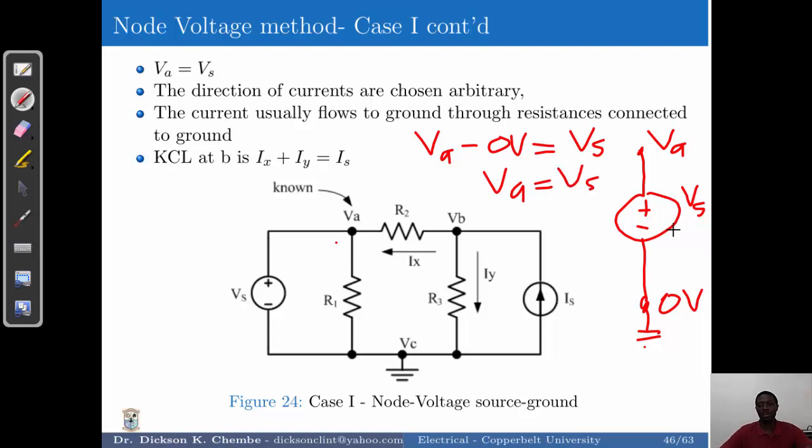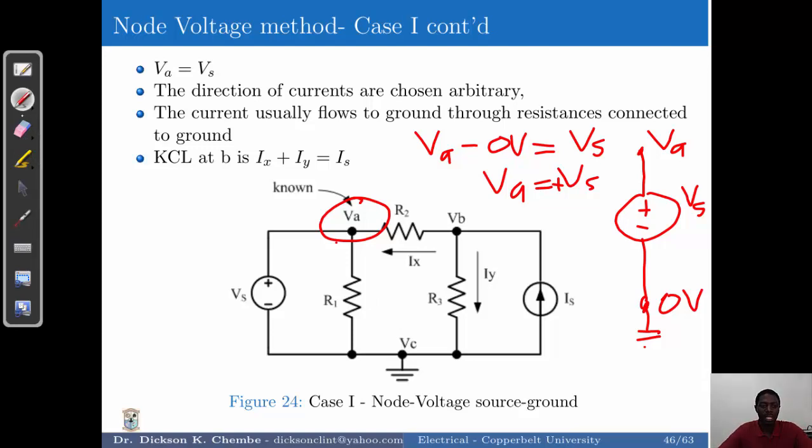But this depends on where the polarities of the sources are. If the plus is located close to VA, then we consider this as a positive source. If these polarities are reversed, then we consider this as a negative source. But still, the value of VA will be known in this case. So that's one thing you must bear in mind.